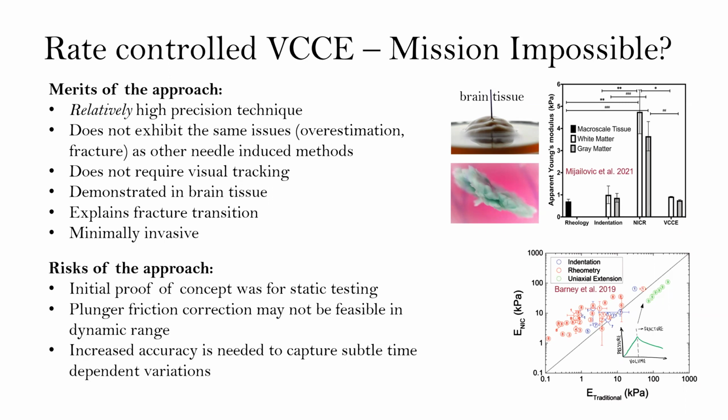Even all of these proof of concept experiments were static. So why would it actually work in a dynamic sense? This friction correction that we were doing, it wasn't really clear how we would do that in a dynamic test. And most importantly, even though we have quite nice accuracy already, when we're looking for viscoelastic properties, we're not looking just for an elastic modulus, we're also looking for small changes in that elastic modulus over time, which requires much higher accuracy. And so these are the types of issues that we had to deal with in this work.